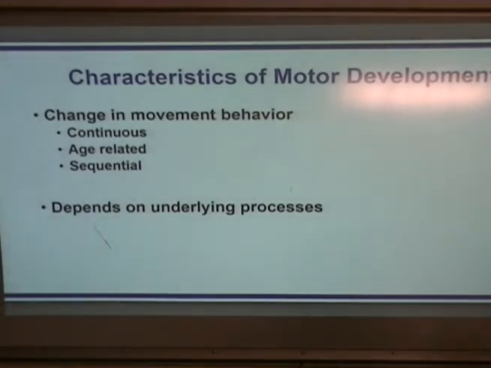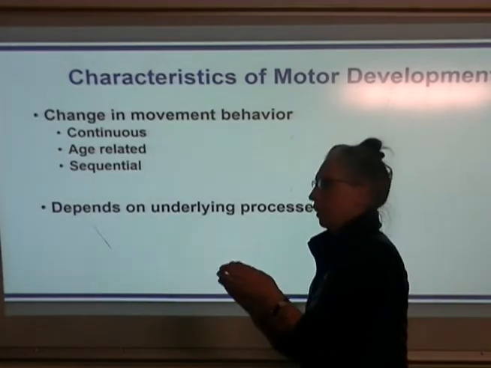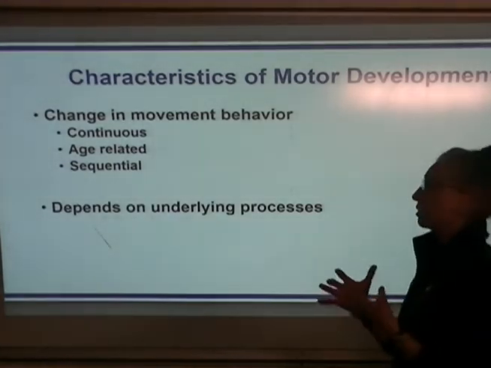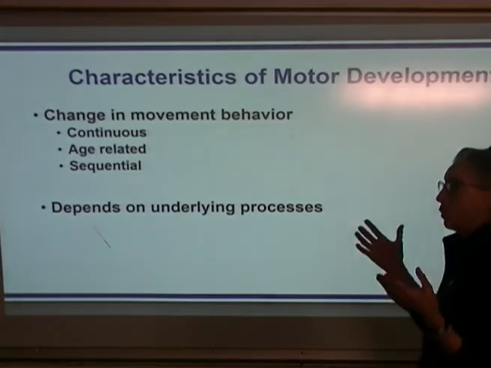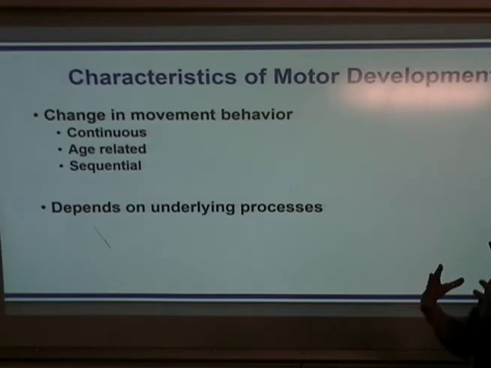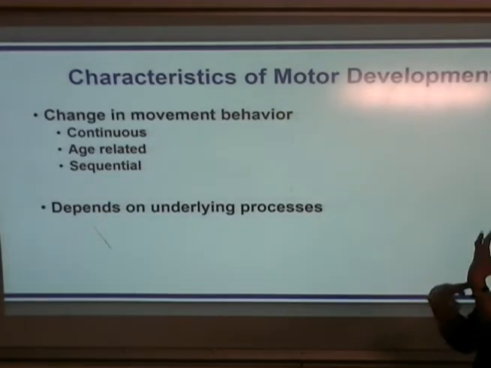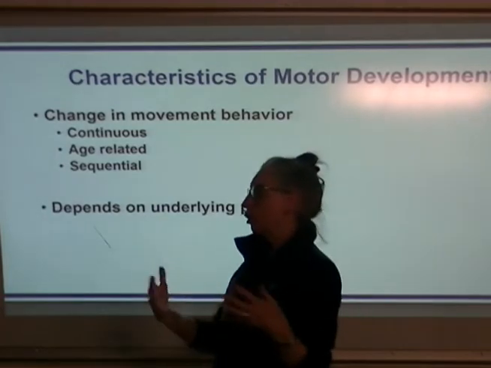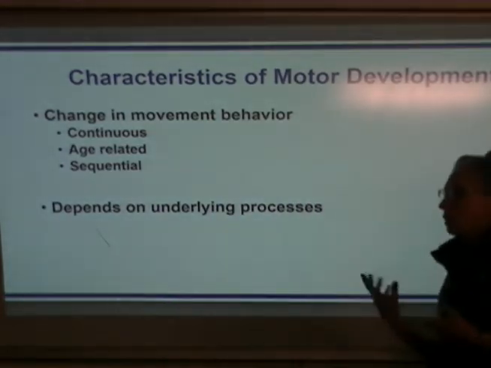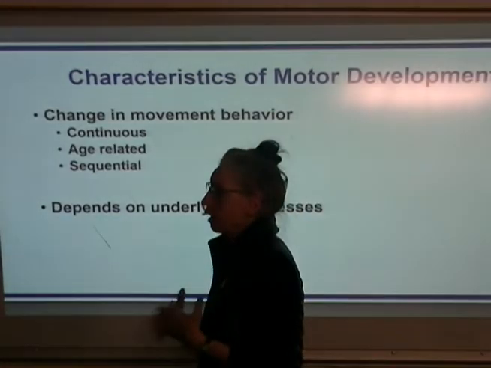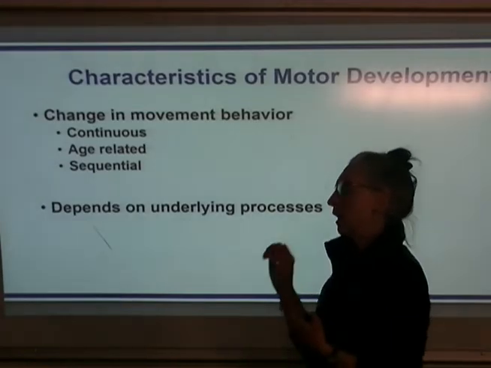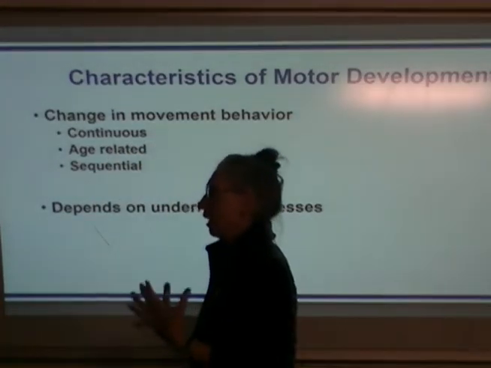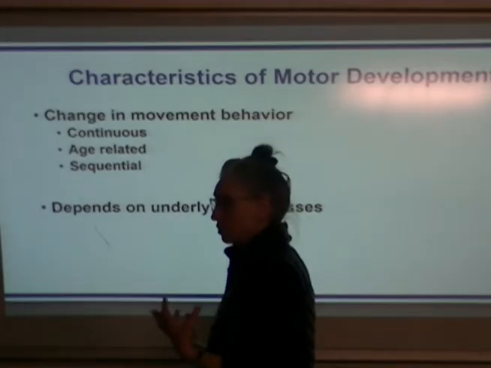So we're looking at the movement behavior that we're observing, the motor skill. The changes that we see in this behavior across the lifespan are continuous, right? We don't have this massive learning of motor skills into our early 20s and then stop learning motor skills. Changes in movement behavior occur right across the lifespan. Some of them, particularly the early ones that we'll be looking at, are age-related, but they're not age-dependent. What we'll find out as we work through is that experience and practice play a really large role in many of the motor skills that we can do.